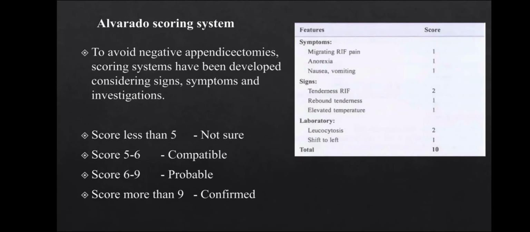If the score is less than 5, we are not sure whether the condition is appendicitis, and we should not go for appendicectomy. Then 5 to 6 is compatible, 6 to 9 the probability is more, and if the score is more than 9, the diagnosis of appendicitis is confirmed, and we have to go for surgery. That is the Alvarado scoring system.